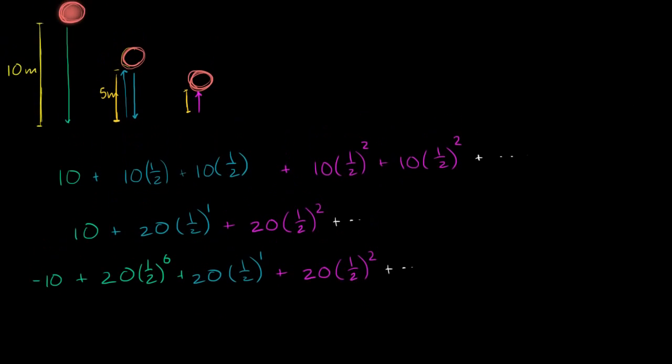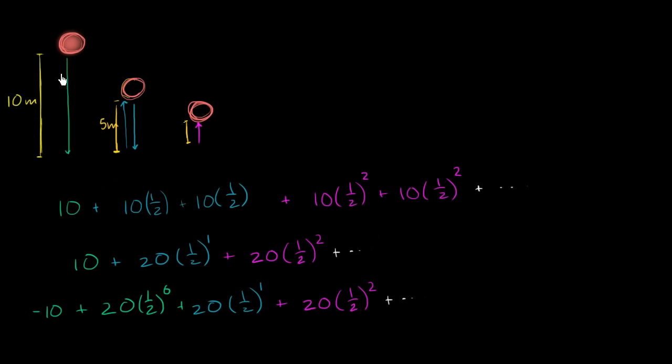We can write our entire sum, and maybe I'll write it up here since I don't want to lose the diagram. We could write it as -10, that's that -10 right over here, plus the sum from k equal to 0 to infinity of 20 times our common ratio to the kth power. So what's this going to be? What's this going to turn out to be?